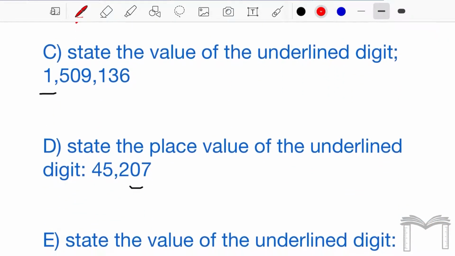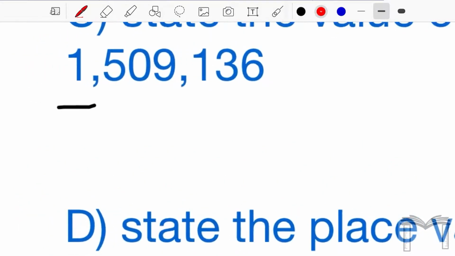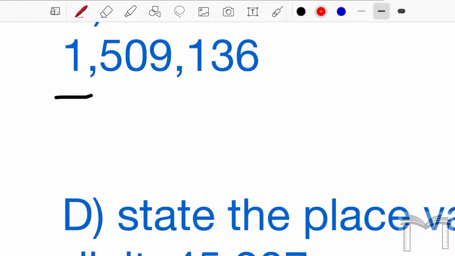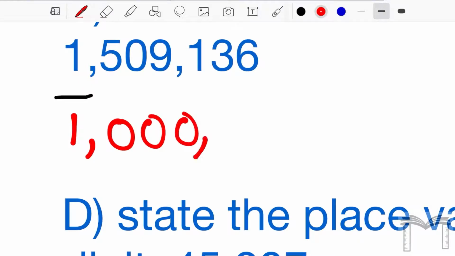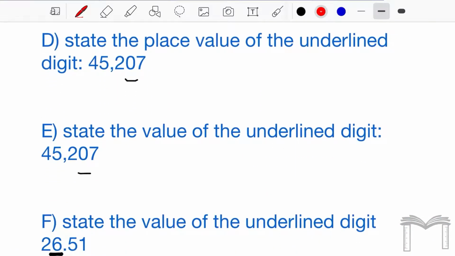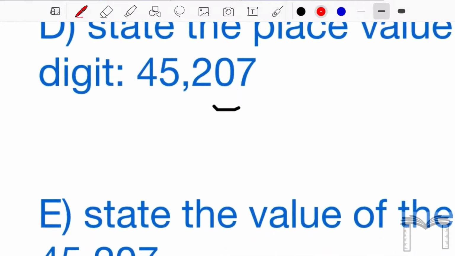Part C. State the value of the underlined digit. So the underlined digit is 1 and it's in the millions column. So the value is 1 million. Part D. State the place value of the underlined digit. So the 0 is underlined and the 0 is in the tens column. So the place value is tens.